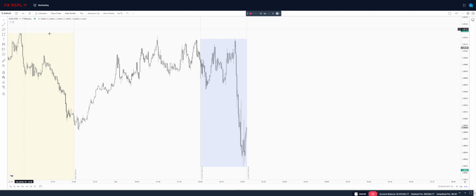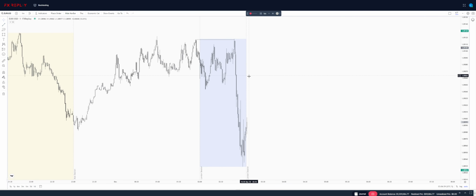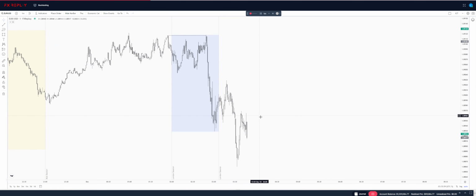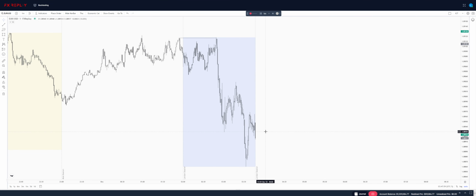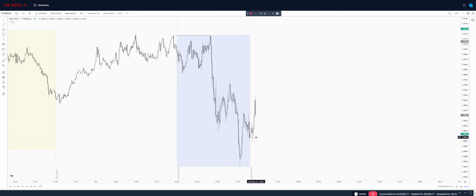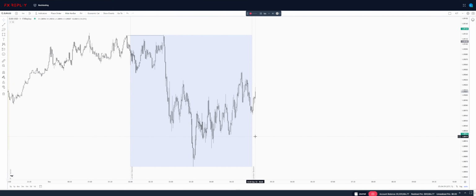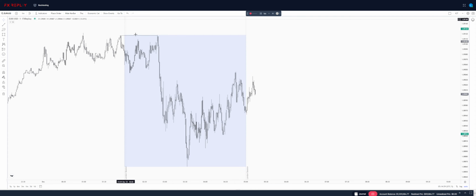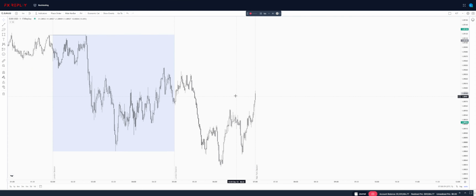I was really interested in this sweep right here, but now we're just extending way too far for my liking. I already took out the Asian low here. I'm no longer interested in shorts at this point. And now, as we can see, the kill zone is over. So let's see if New York has something in store for us.